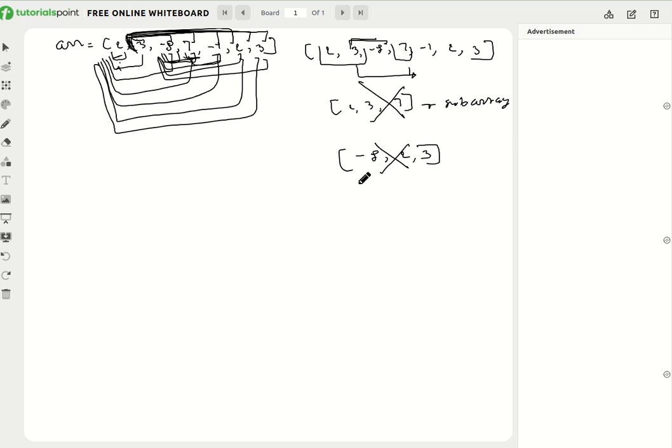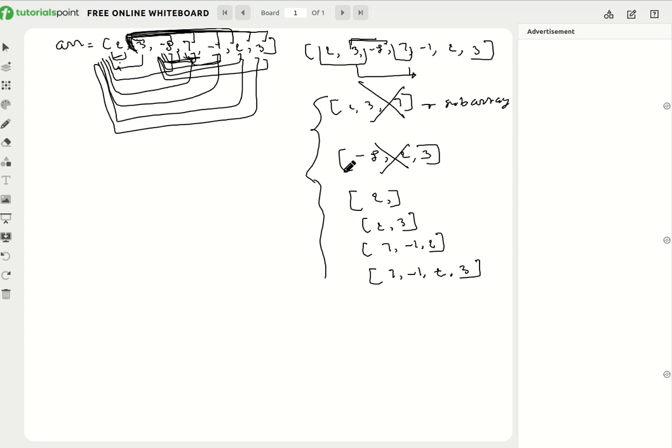What will be the subarray? It could be any numbers but contiguous. Like 2 can be a subarray, 2 comma 3 is a subarray, and then 7 minus 1 2 is a subarray. We can say 7 minus 1 2 3 is also a subarray. So first clear these two concepts: what a subarray is, and what could possibly be a subarray.